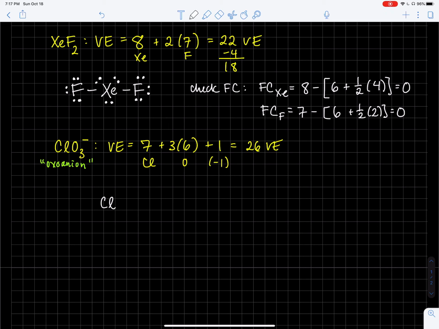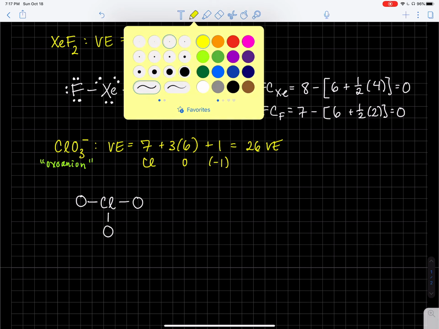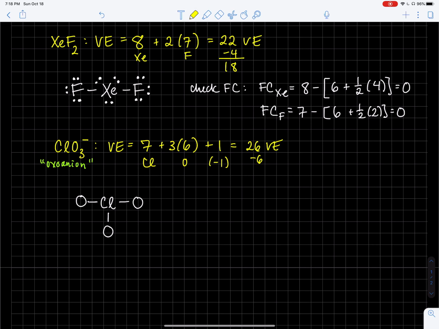All right, so we'll start with our chlorine there and put our 3 oxygens around it. I have used 6 electrons in the skeleton, so I am left with 20. I can put 6 on each of my 3 oxygens to satisfy their octet, and that uses up 18 of the 20 valence electrons I have left, and I have 2 more. And that's my initial structure. And everything here has an octet.